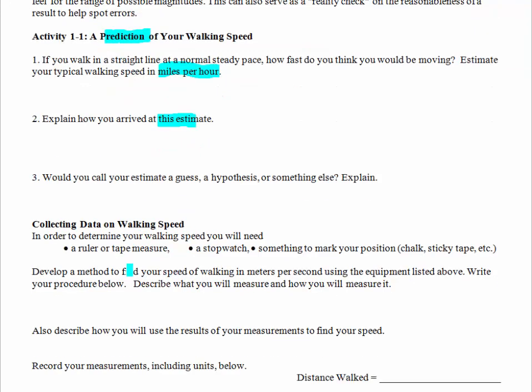And then you need to have a ruler or a tape measure. In the lab I use meter sticks, but if you just have a regular yardstick or something like that, that is perfectly fine. You can work in feet. You need a stopwatch or a timing app on your phone, and just something to mark your position, like some chalk, some tape, or pretty much anything.